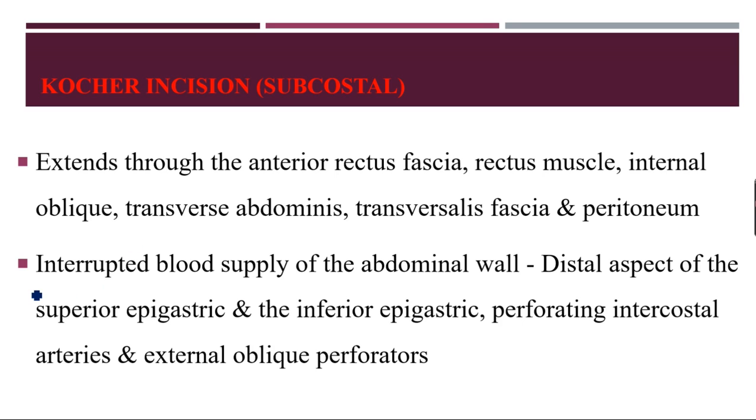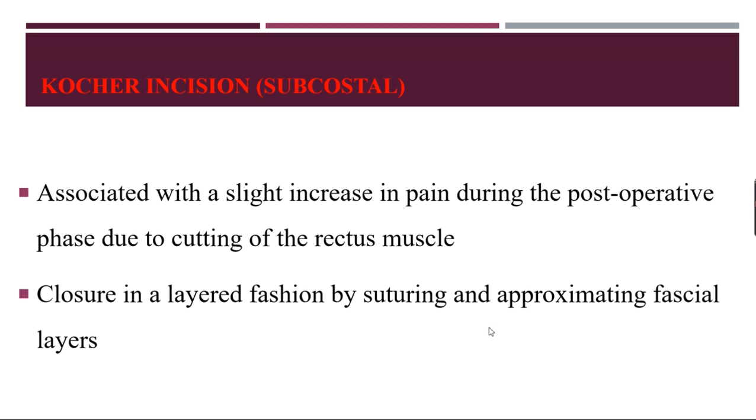Then it extends to the anterior rectus fascia and the rectus muscle, while we are giving this Kocher incision. These are the layers through which we are supposed to go. Then internal oblique, transversus abdominis, then transversalis fascia, and finally the peritoneum. And here there is interruption of blood supply of the abdominal wall, especially the distal aspect of the superior epigastric and the inferior epigastric, perforating intercostal arteries and external oblique perforators. This blood supply could be interrupted during Kocher incision. It is associated with a slight increase in pain during the post-operative phase due to cutting of the rectus muscle, and by suturing and approximating fascial layers we can close this incision in a layered fashion, right?